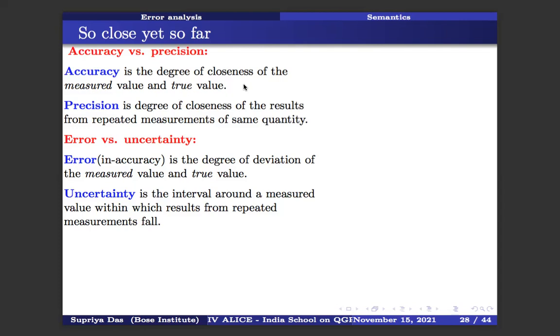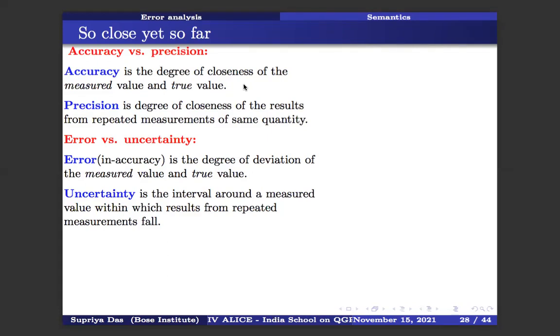So keep these definitions in mind. Accuracy is the degree of closeness of the measured value and true value. Error or inaccuracy is the degree of deviation, how far apart is your measured value from the true value. Whereas precision is the degree of closeness of the results from repeated measurements of the same quantity, and uncertainty is the interval around the measured value within which results from repeated measurements fall.